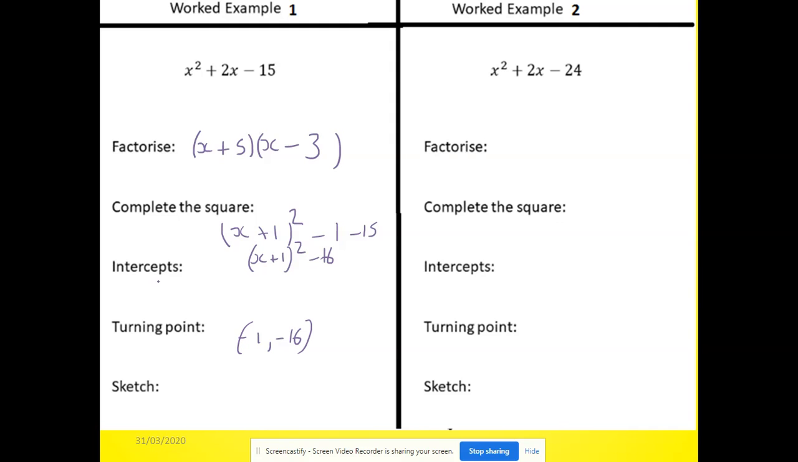The intercepts, so our x-intercepts, are taken from the factorized form. So it's going to be minus 5 and 3. Now again, if they want them as coordinates, we're going to have to put in (minus 5, 0) and (3, 0). And then finally, it's wanting a quick sketch.